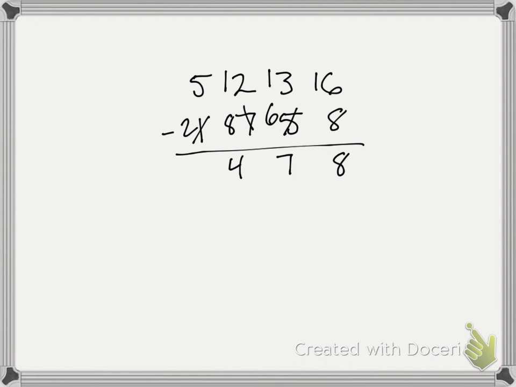2 from 5, and I don't have to do anything there because I can take 2 from 5, and the answer is 3. So our difference between the original numbers is 3,478.